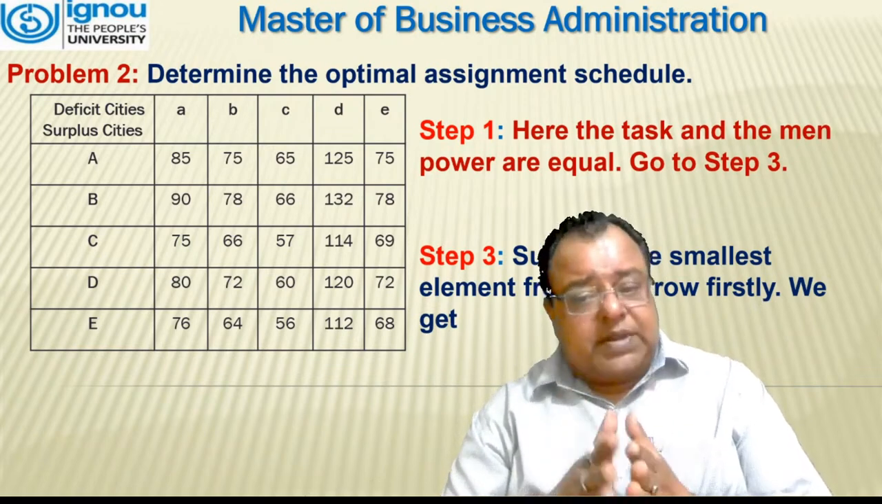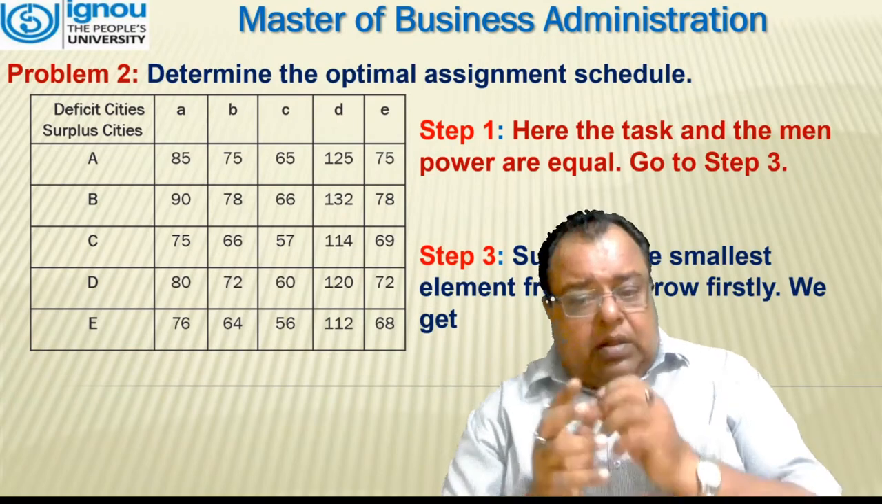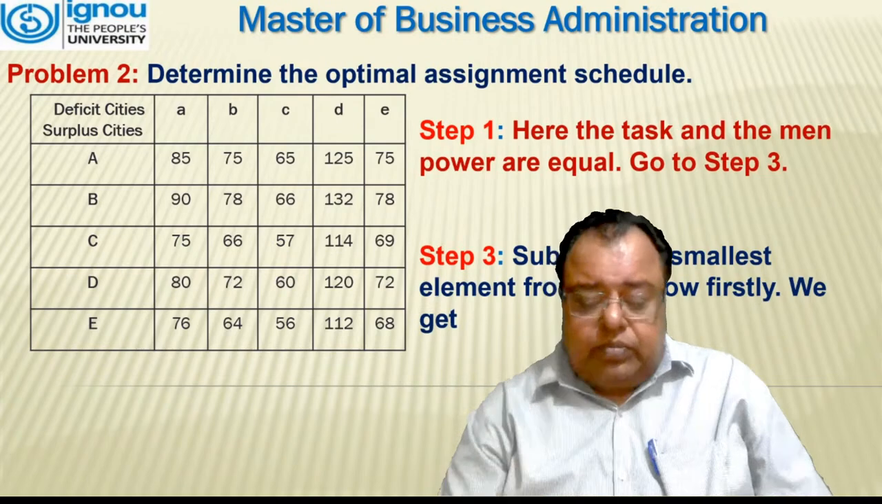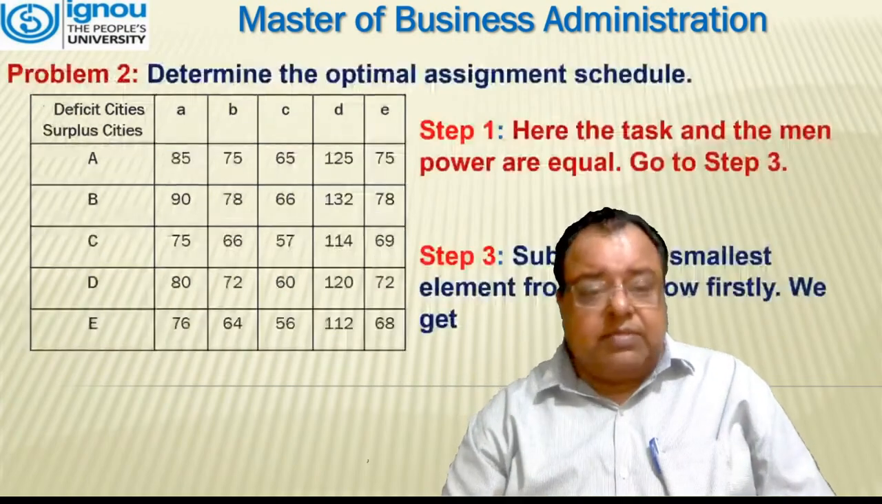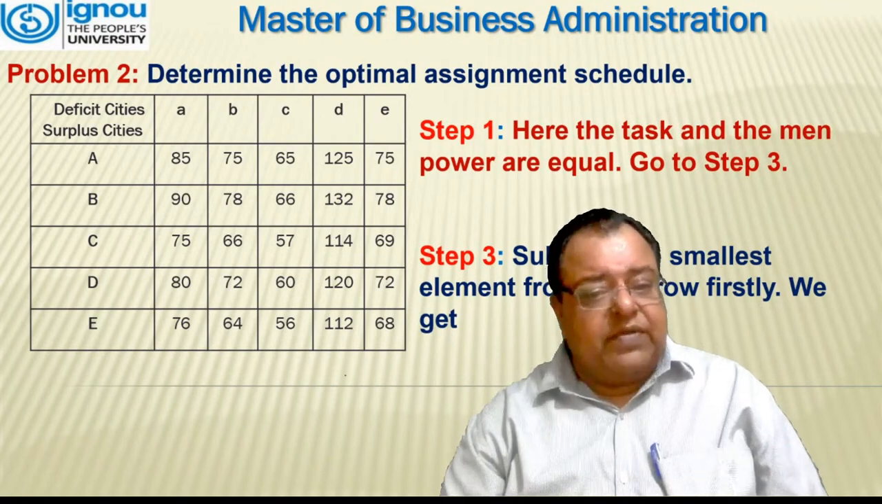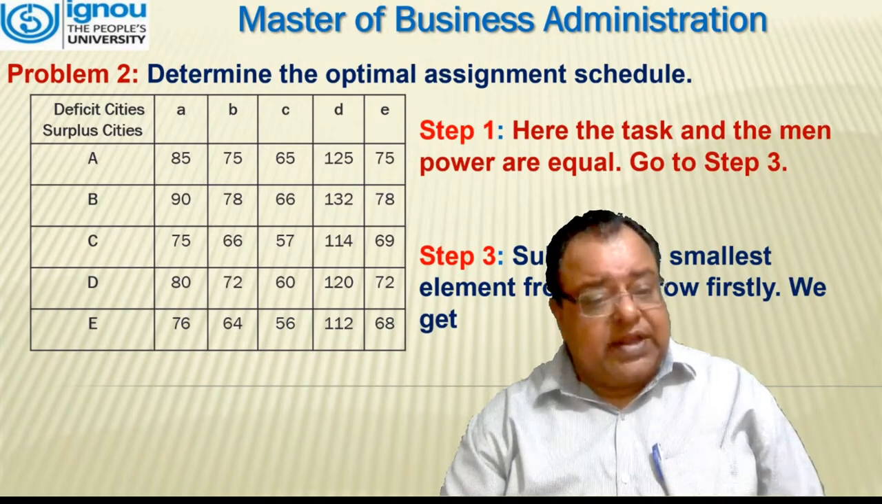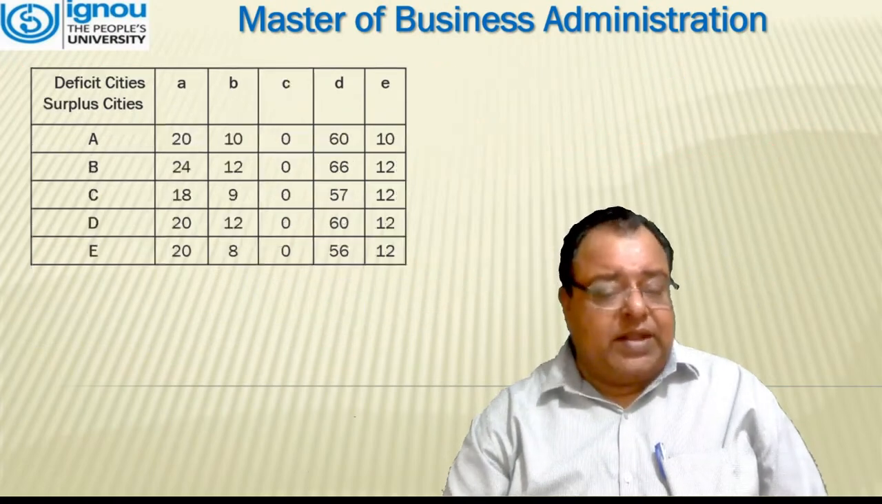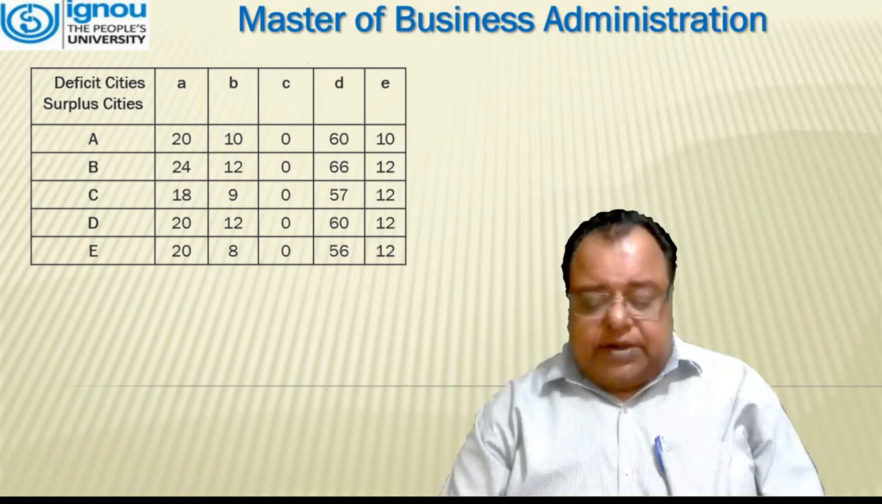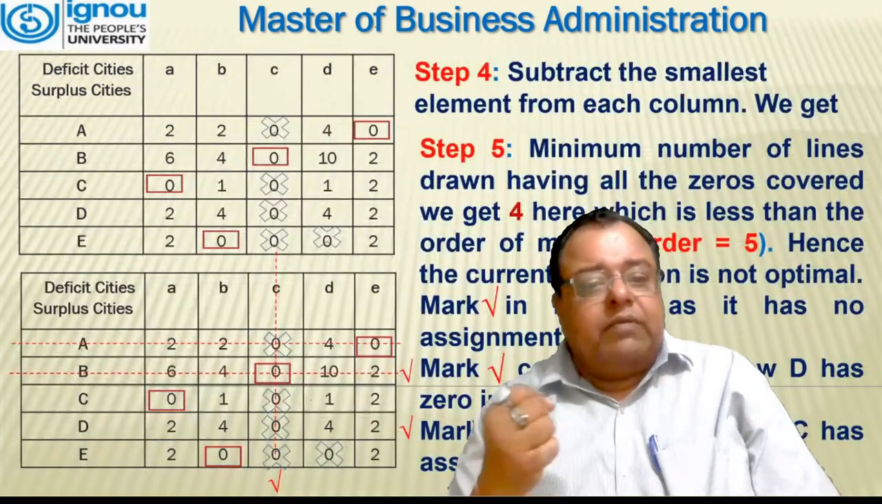Now, we will be subtracting the smallest element from each row. The smallest element in each row is, in the first row, 65. In the second, it is 66. In the third one, it is 57. In the fourth one, it is 60. And in the fifth one, it is 56. So we will be getting this matrix.